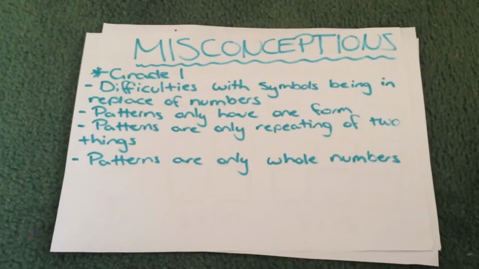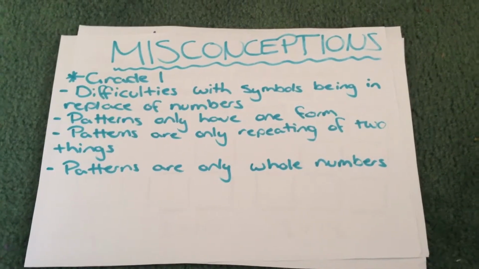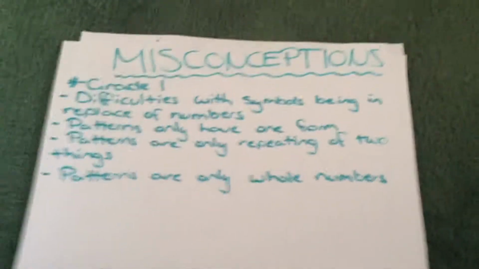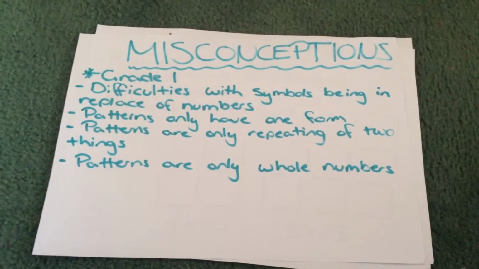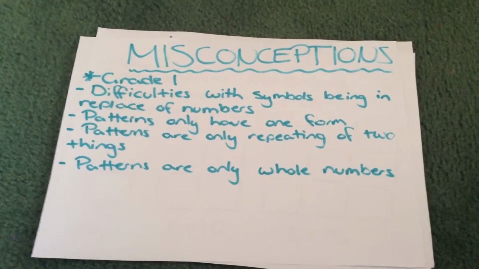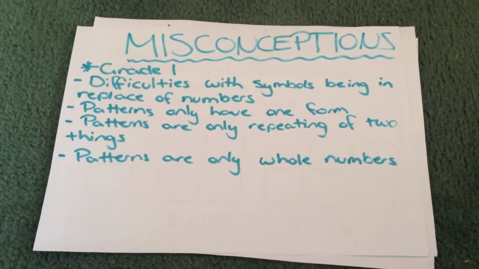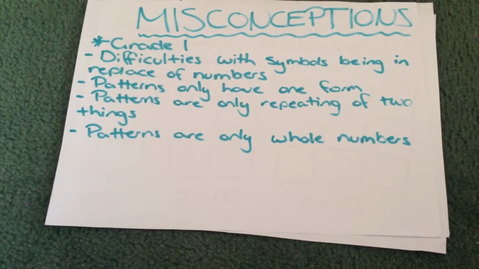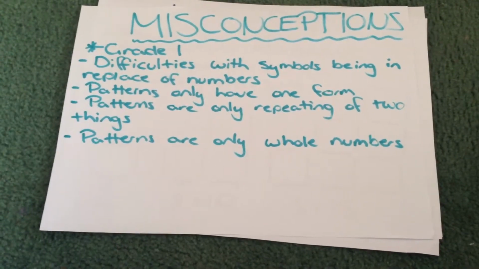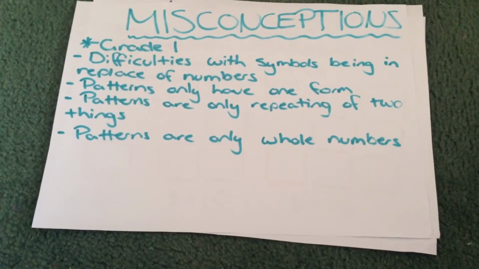Misconceptions. When looking at grade 1, or sometimes above, difficulties with symbols being in place of numbers can occur. Students may find this too hard to understand and prefer to use numbers. Some may believe patterns only have one form, which, as we know, there are many different forms, and in those forms there are different ones, such as the repeated patterns. You can use things like colours, numbers, letters, or even other patterns.